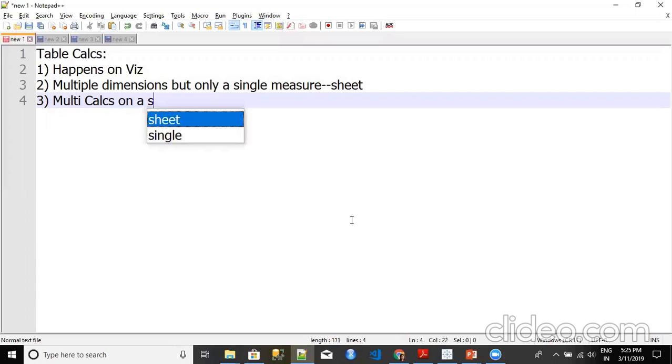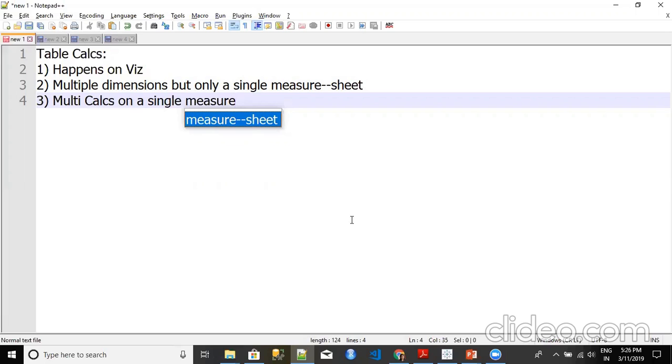What do you mean by multiple dimensions but only a single measure? You mean in each calculation we should have just a single measure? We cannot have a calculation with two measures in the same formula? Yes, it is like you can go for a running total of profit and a percentage difference of profit on the same sheet. But you can't go for a running total of sales and a percentage difference of profit on the same sheet.